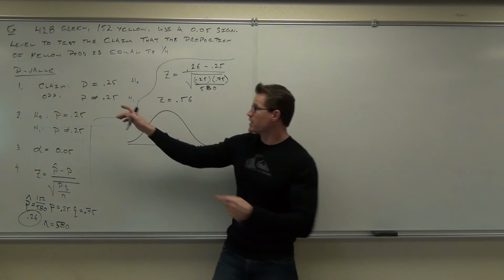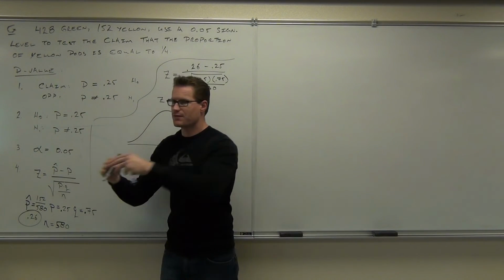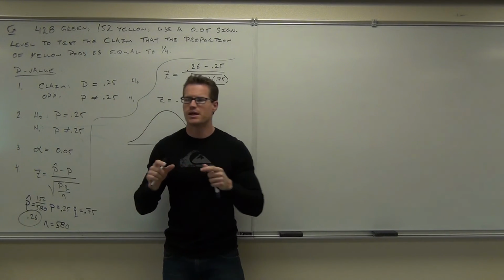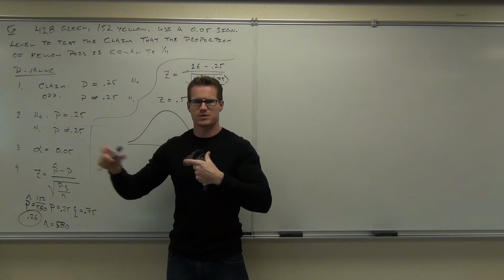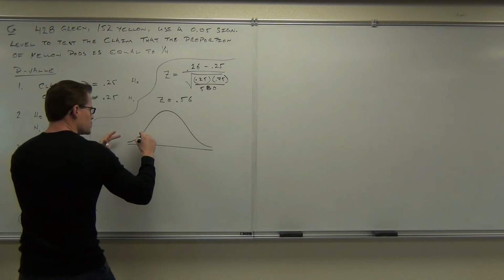If we look back at our H sub 1, if this was a less than, we'd be on the left tail. If this was a greater than, we'd be on the right tail. Since it's a not equal to, that means you can be below or above and it still would prove our claim wrong. So we're actually a two-tailed test.